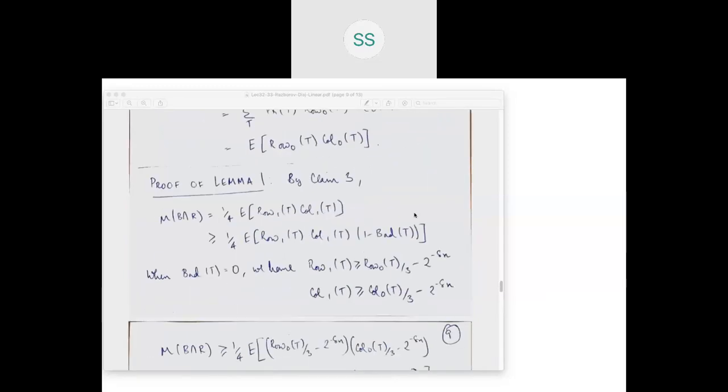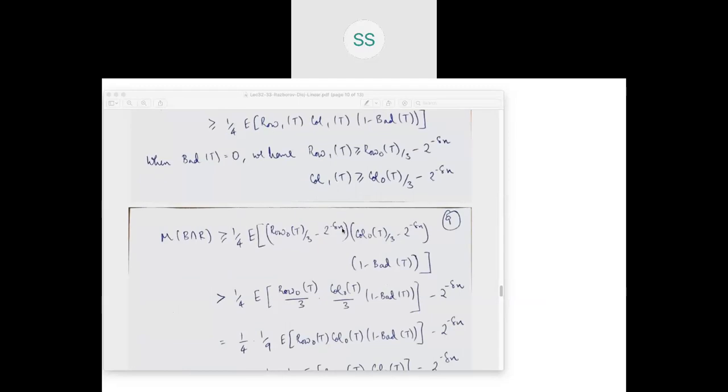Again, just to revise, the proof of the lemma. By claim 3, B intersection R is 1/4 row 1t, column 1t. I first restrict this expectation to the good partitions t by multiplying by 1 minus bad t. And when bad t is 0, we can use the conditions that are satisfied for the good partitions, so I replace row 1t by this and column 1t by this. And now by a bit of algebra, it is easy to see that I can bring out the 2 power minus delta n here. There is an additional term that gets ignored, that gets subsumed in this thing.